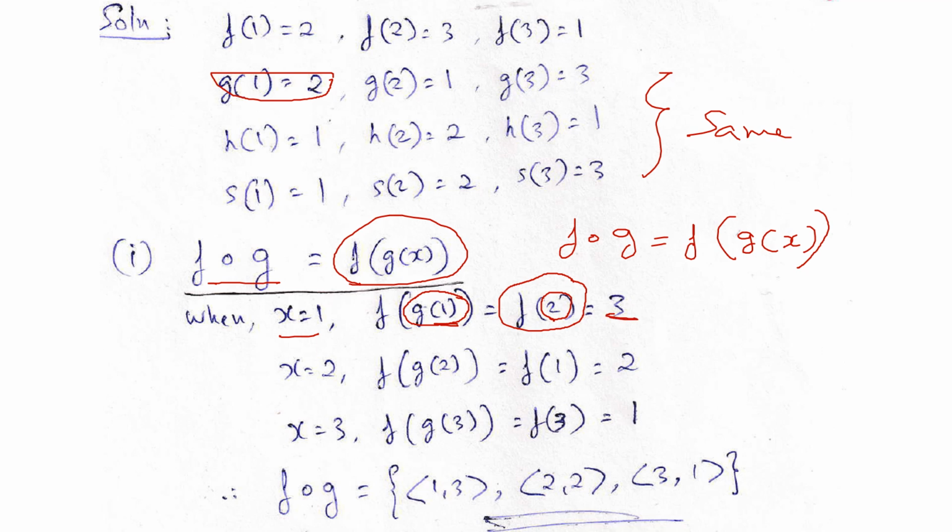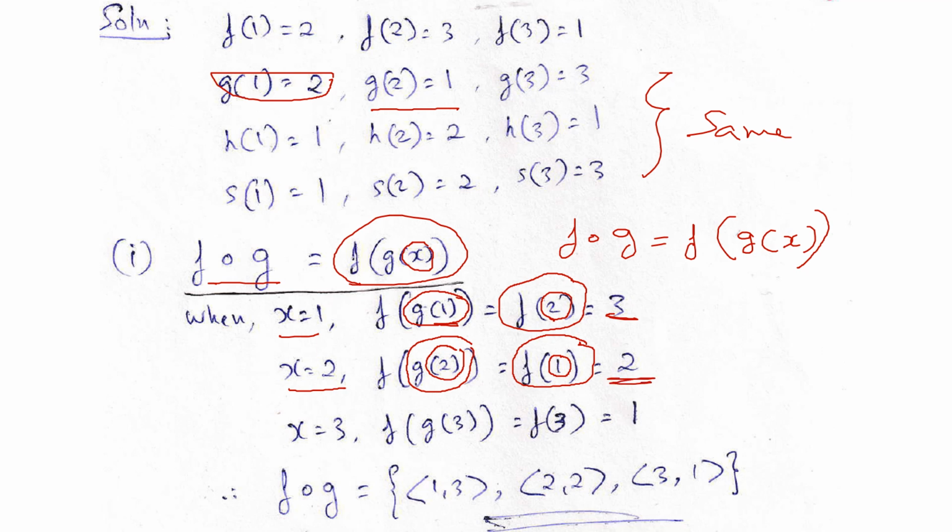In the same way, next is for x equal to 2. In place of this x every time, you will be writing 2. So now what is g of 2? See here, g of 2 is 1. So we are writing g of 2 as 1. What next? Next is this one. What is f of 1? f of 1 is 2.